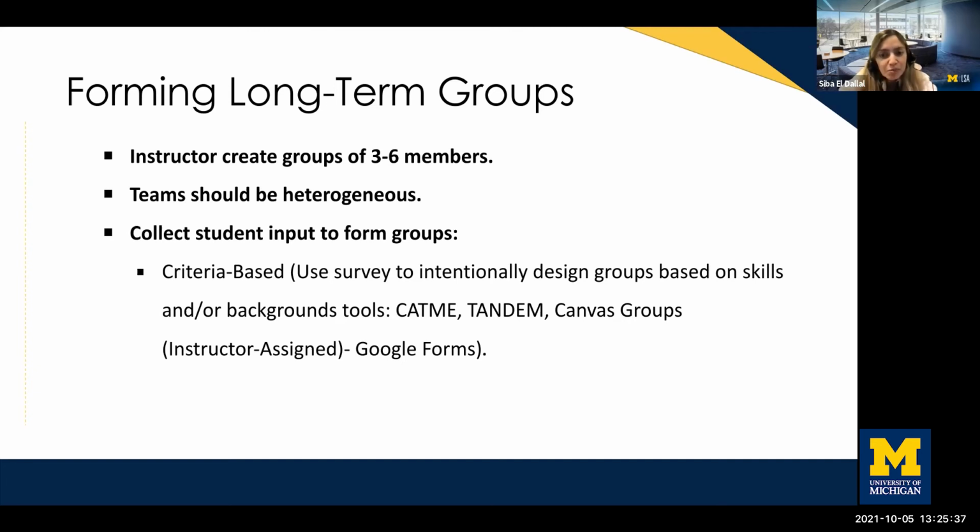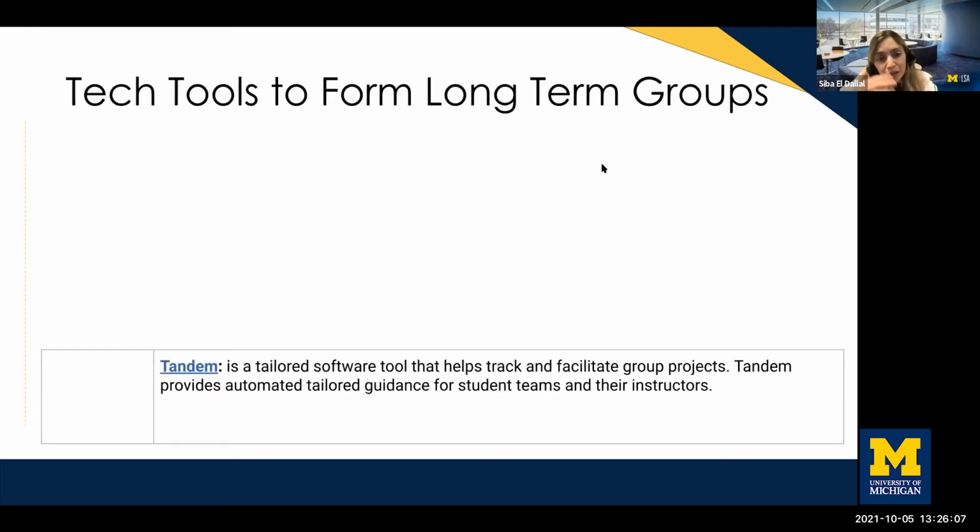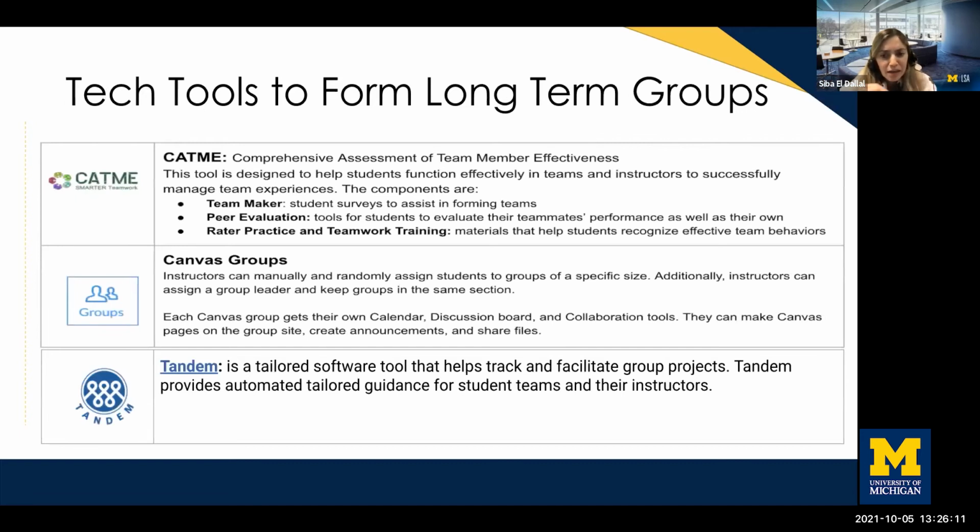To do that, you may collect some student input to form groups, and you can do that using surveys, maybe on paper in the classroom or through Google Forms. Other effective tools that you can use are CATME and Tandem, which have team maker features, and we're going to go over these features and how to use these tools to help you create effective and diverse groups. And then you can input those groups in the Canvas groups.